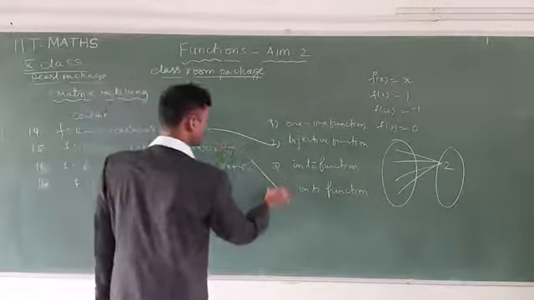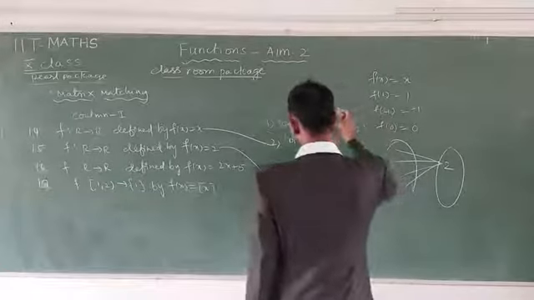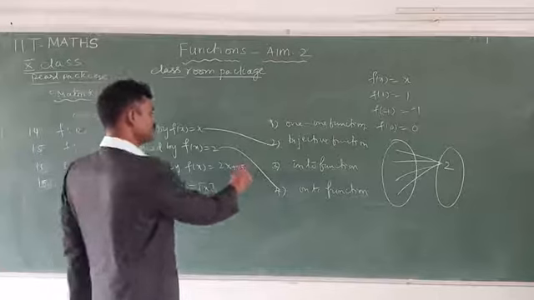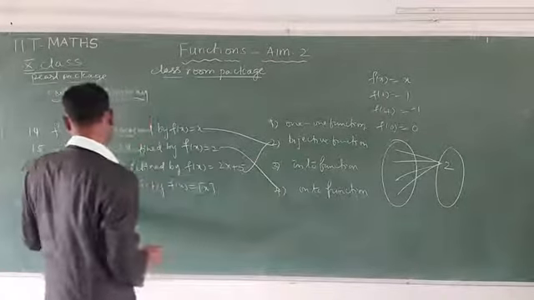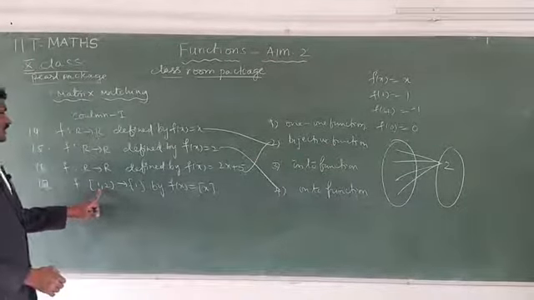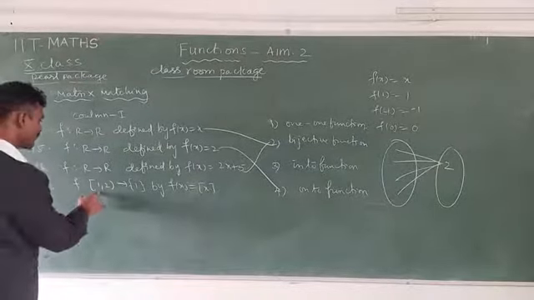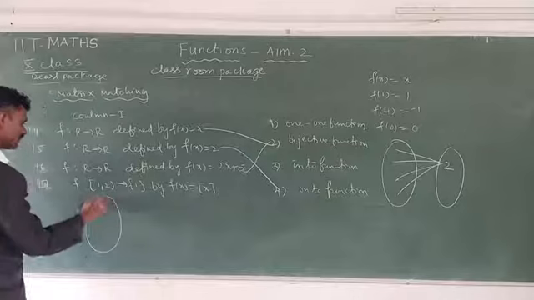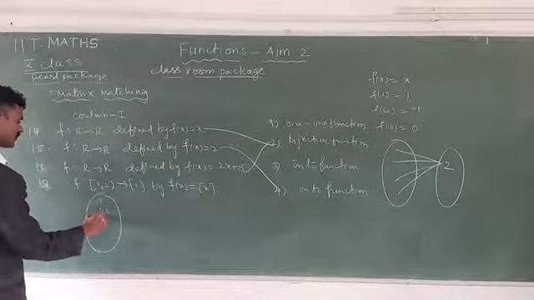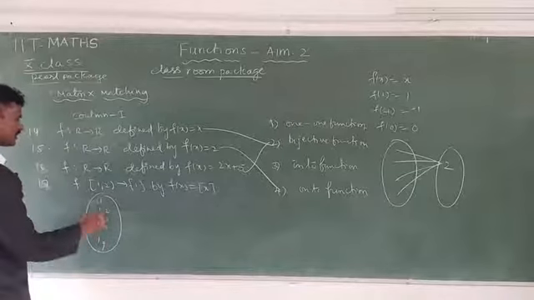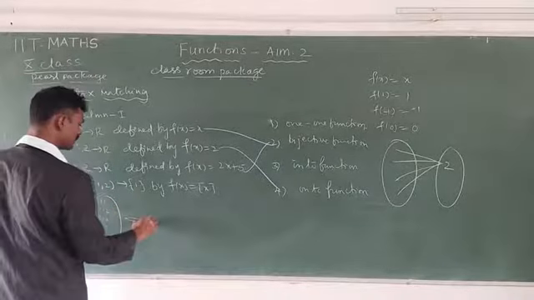Next one is f(x) equal to 2x plus 5, from R to R. With 2x plus 5, different elements have different images. This is one-one and onto both, so this is a bijective function. Next, f is a mapping from the closed interval [1, 2]. That means you can take 1, 1.2, 1.3, 1.4 and so on up to 1.9, not 2.